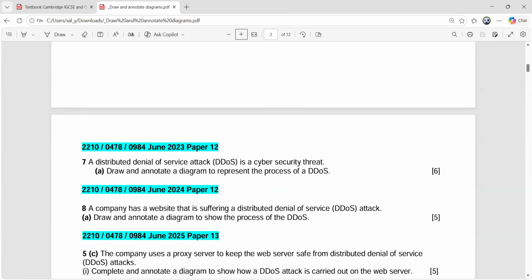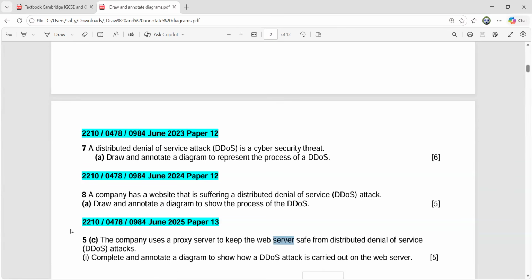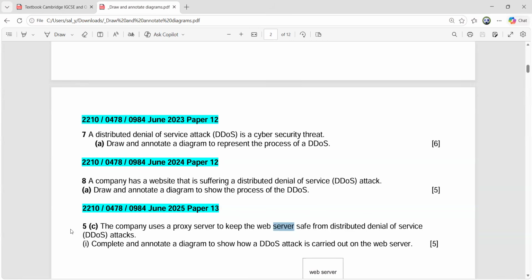Now moving to this question, the way that has been framed. A distributed denial of service attack is a cybersecurity threat. Draw and annotate a diagram to represent the process of a DDoS. Now in June 2024, paper 1-2, you can see a company has a website that is suffering a distributed denial of service attack. Draw and annotate a diagram to show the process of DDoS.